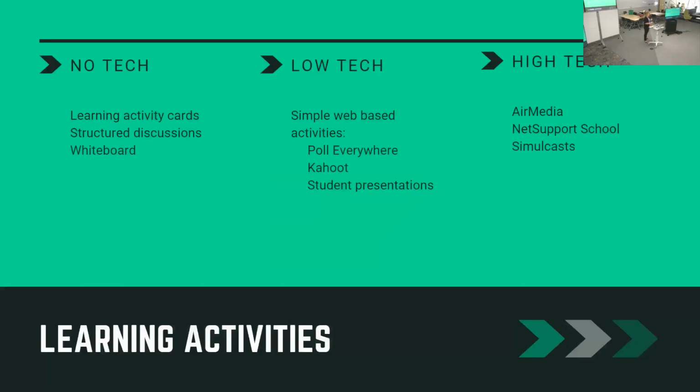Okay, and then no tech, low tech, and high tech. So when you're thinking about this classroom, think about those three areas. What are my activities if I'm going to use no tech? What are my activities that we used earlier? And then high tech obviously is the AirMedia, Net support, and any simulcast that you maybe want to have in the classroom.